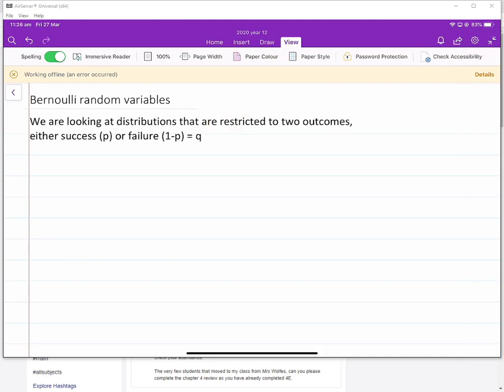So firstly, a Bernoulli distribution is looking at two things, and we need to realize that we want to restrict the outcomes to two outcomes. We'll call these outcomes either getting a success or getting a failure. So you might look at flipping a coin and you would say that a head is a success, and therefore you're either going to get a success, that you get a head, or a failure, that you don't get a head.